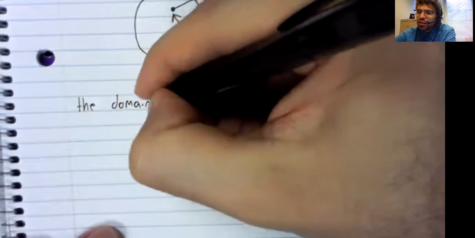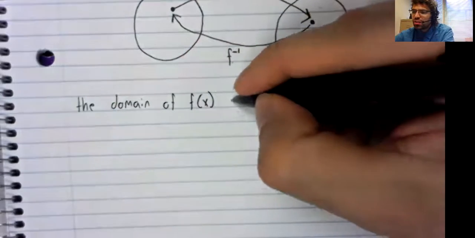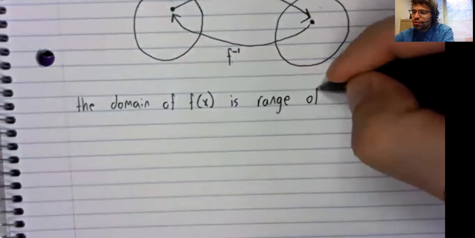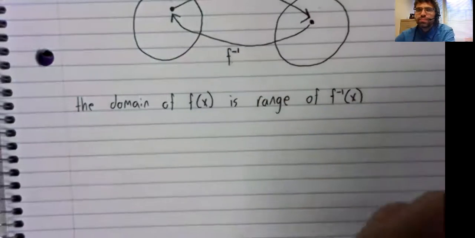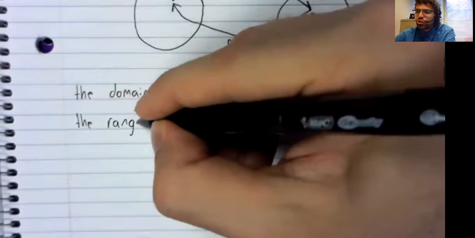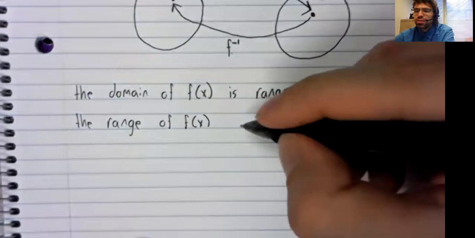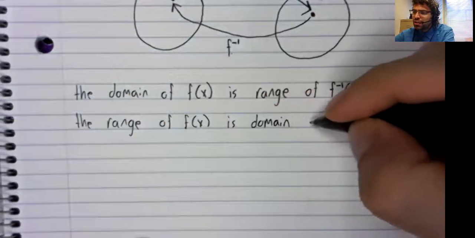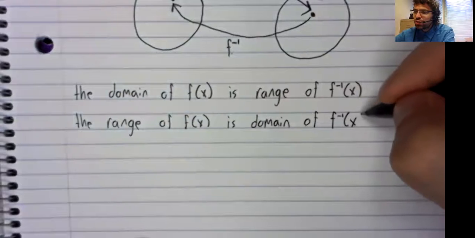The domain of f of x is the range of the inverse. And the range of f of x is the domain of the inverse.